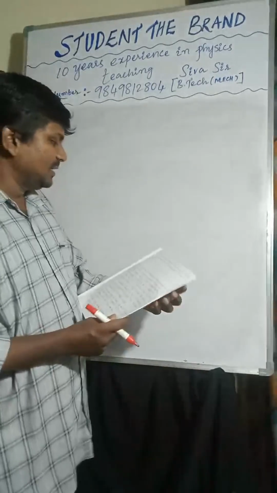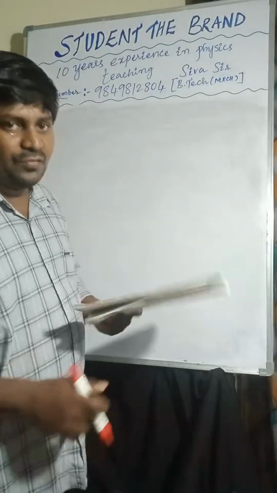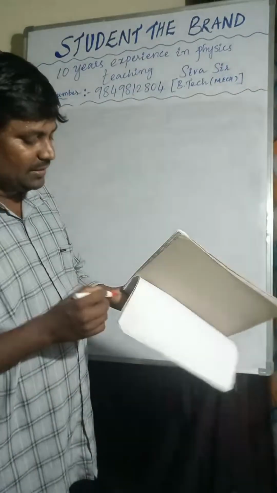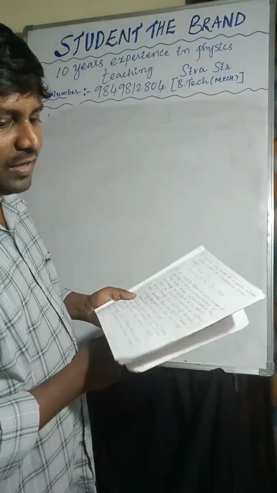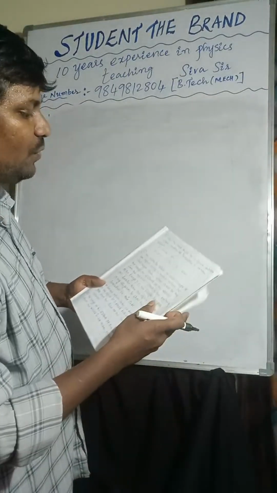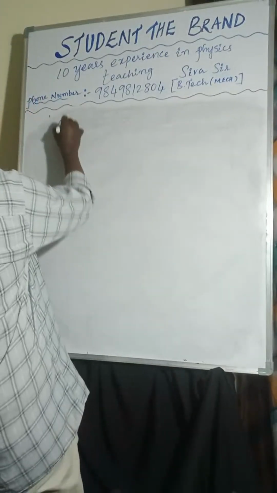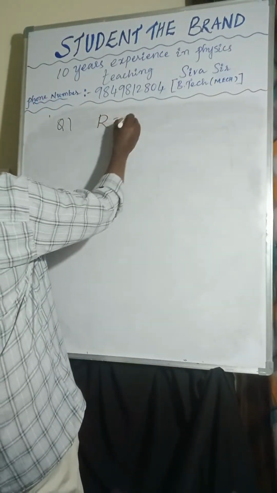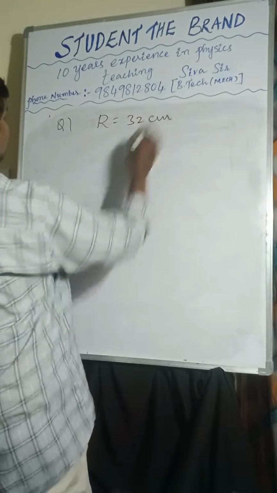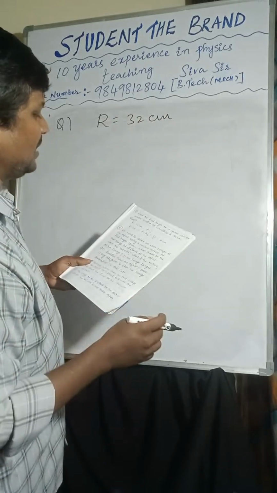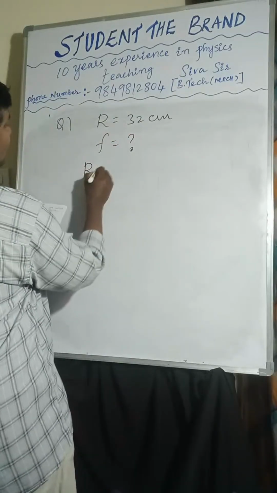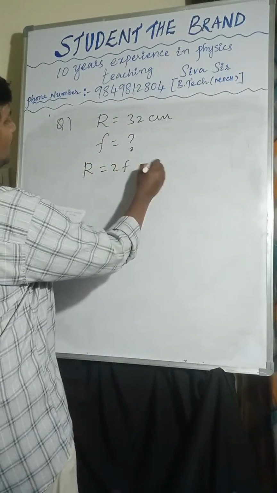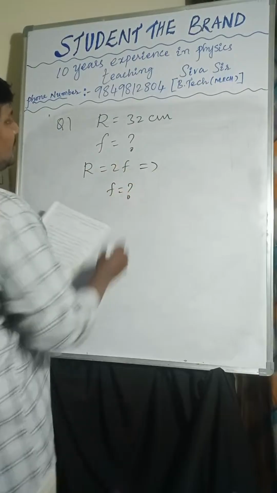Next question is, find the focal length of a convex mirror. Here they are asking to find the focal length of a convex mirror whose radius of curvature is given as 32 centimeter. So how much is the focal length? Normally R equals 2f. So can you find out and tell what the focal length is? What's the answer?